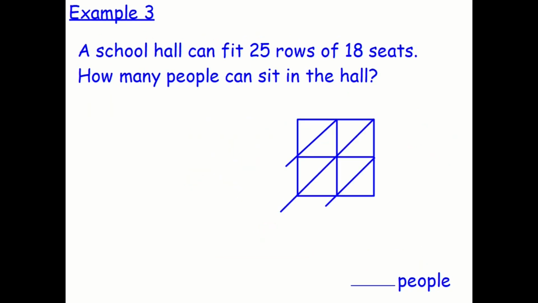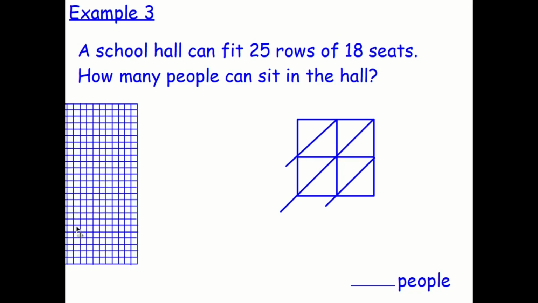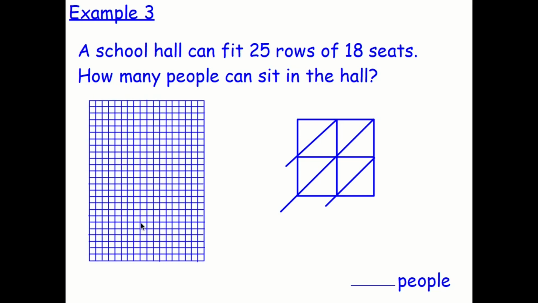Example 3. A school hall can fit 25 rows of 18 seats. How many people can sit in the hall? So imagine 25 rows of 18 seats is going to look at something a little bit like this, and that is basically 25 multiplied by 18. So let's do that. 25 multiplied by 18, and this time I've got a 2 by 2 box because I've got 2 digits, 25, multiplied by another 2 digits, 18, 1, 8.